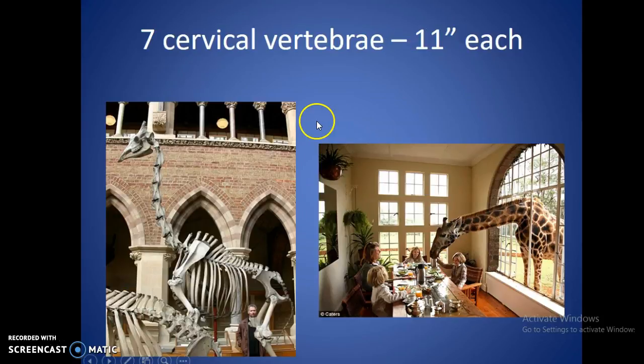Answer to the earlier question, the giraffe has 7 cervical vertebrae, same as in humans. What's interesting about this though is that these 7 cervical vertebrae are about 11 to 12 inches long, so a lot of length in that compared to the 1 to 1.5 inches of a normal human spine on there. So a little bit of trivia on there.